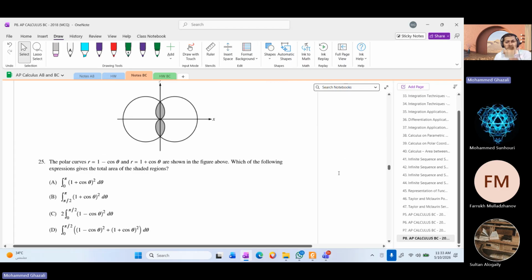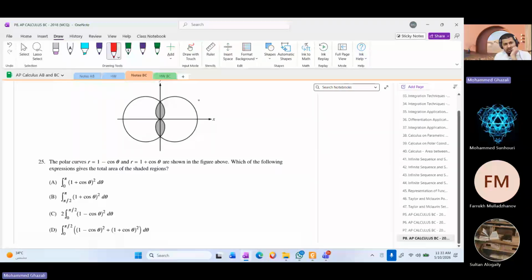All right, so what we have here, the polar curves r equals 1 minus cos theta and r equals 1 plus cos theta are shown in the figure above. Which of the following expressions gives the total area of the shaded regions? Now, these are cardioids, and that's also a cardioid. They just flipped. Now, this side of the equation is this part here.